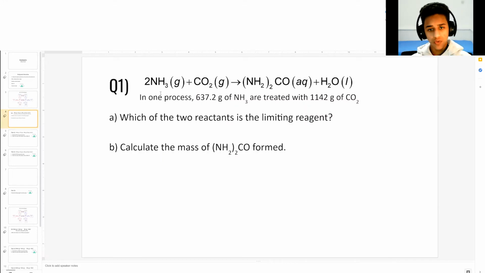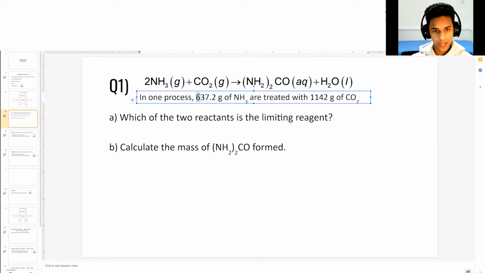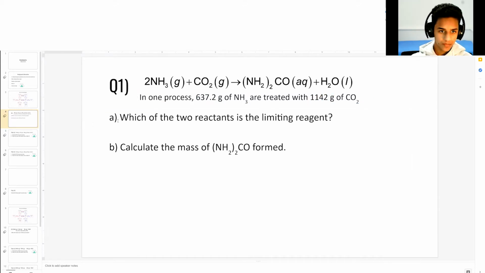The first question gives you an equation. It's not always balanced. This one is balanced, but you should check whether it is or not. It's ammonia reacting with carbon dioxide to give urea and water. In one process, 637.2 grams of NH3 are treated with 1,142 grams of CO2. These are the givens. The first question is, which of the two reactants is the limiting reagent?